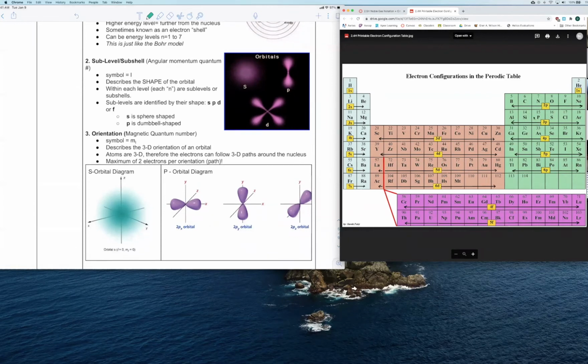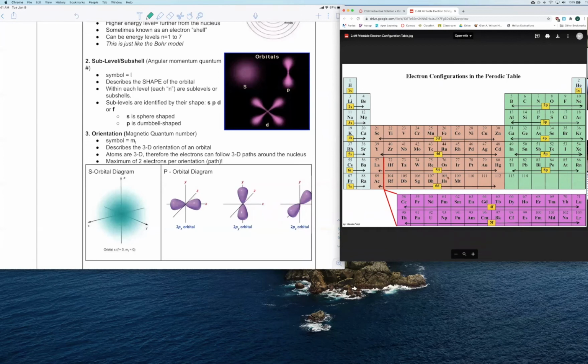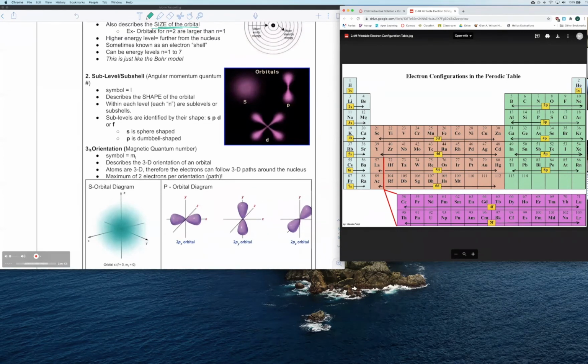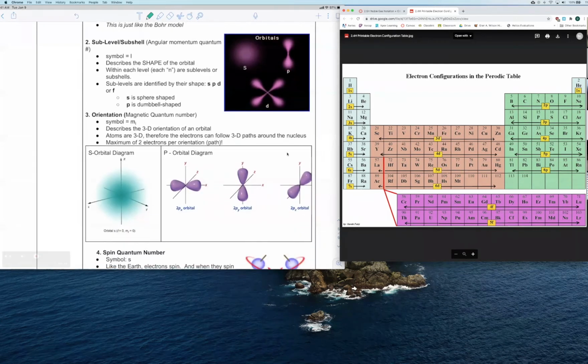Okay, and again, what shape the orbital is depends on the electron configuration and which electron you're talking about. So you have S, P, D, and F, and that corresponds with the different blocks on your periodic table. Okay, and all of these will always match up to your periodic table.